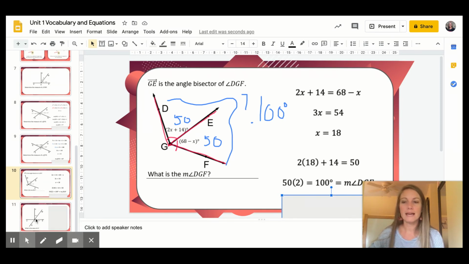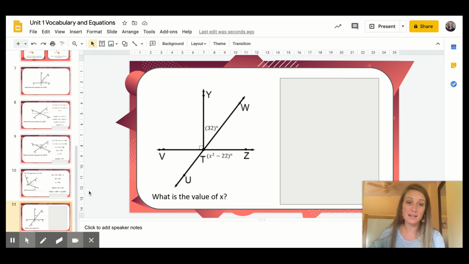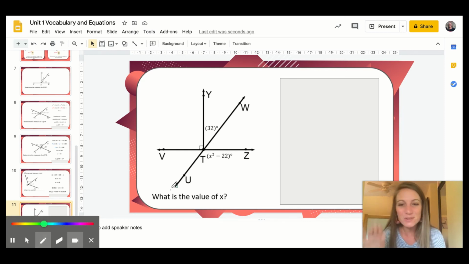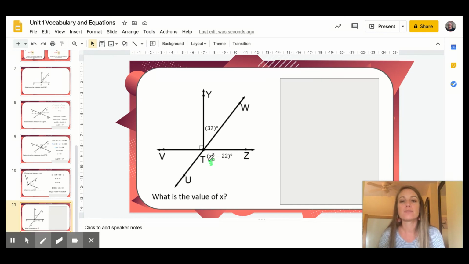All right. Last one. I know this says challenge, but technically it's really not a challenge. What is the value of x? So we're finally just finding x. Yay! So what is this value of x here? We want to know, what is x? So how are we going to do that?